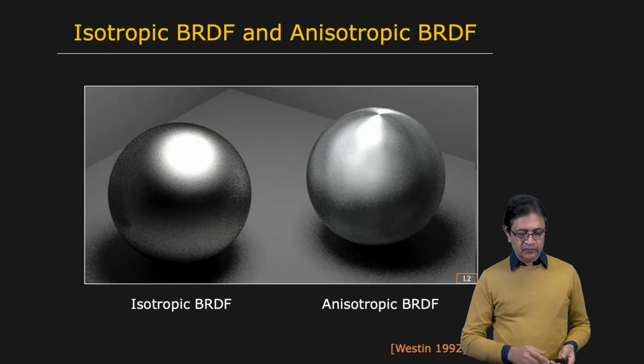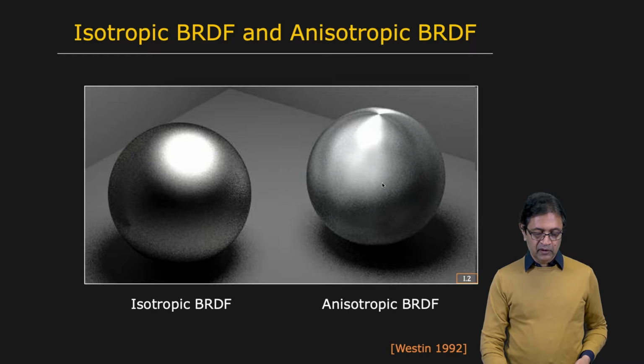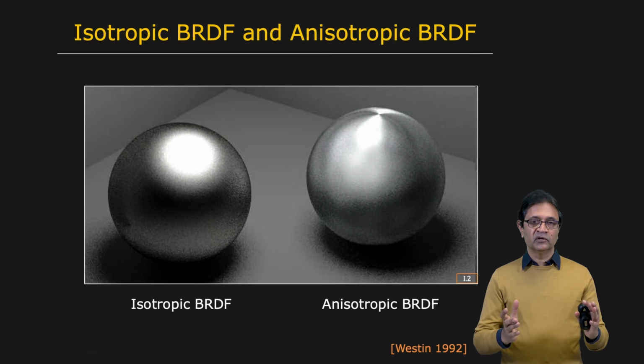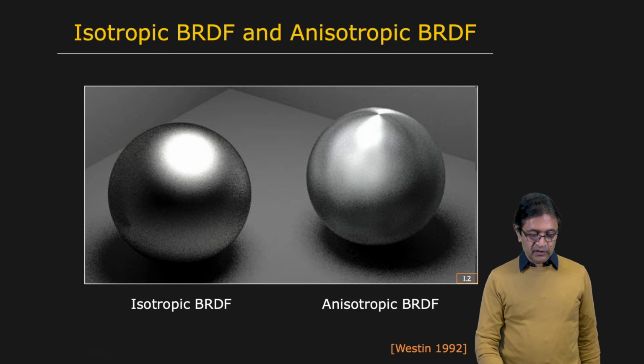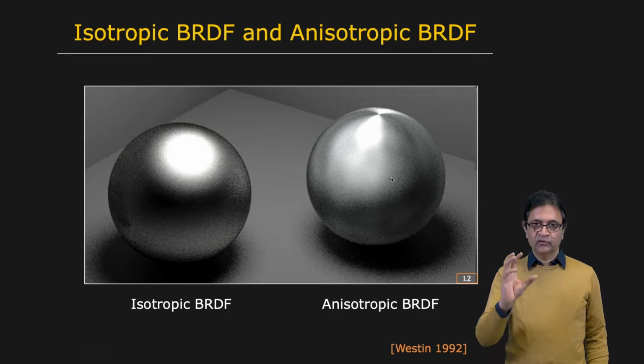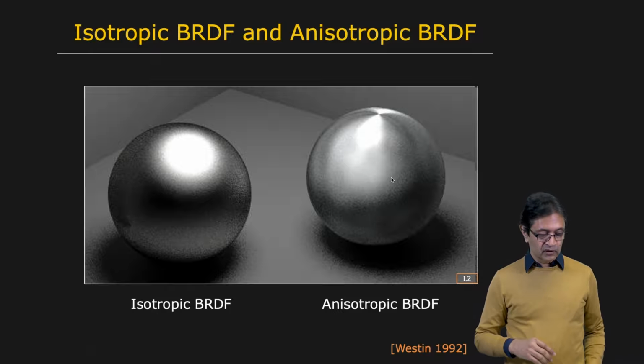So here's an example of an isotropic BRDF and an anisotropic BRDF. In the case of the isotropic BRDF, if you take the sphere under the same condition, you don't move its position, but you simply rotate the sphere, the image of the sphere is not going to change. So that's one way to figure out whether it's isotropic or not. Whereas if you take this sphere right here, and if you rotate it, you'll see that its appearance, the brightness distribution, is going to change.